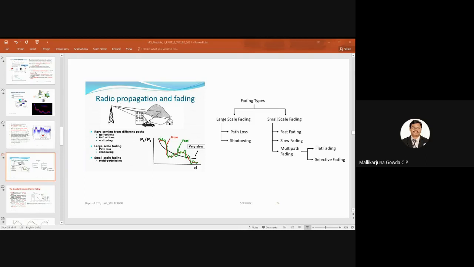I hope you will be able to understand. These are all important things which you need to understand. They will enable you to understand why we decide on so many parameters while designing a mobile communication system. It is all about an in-depth study of the channel. Hope you understand what I'm saying.